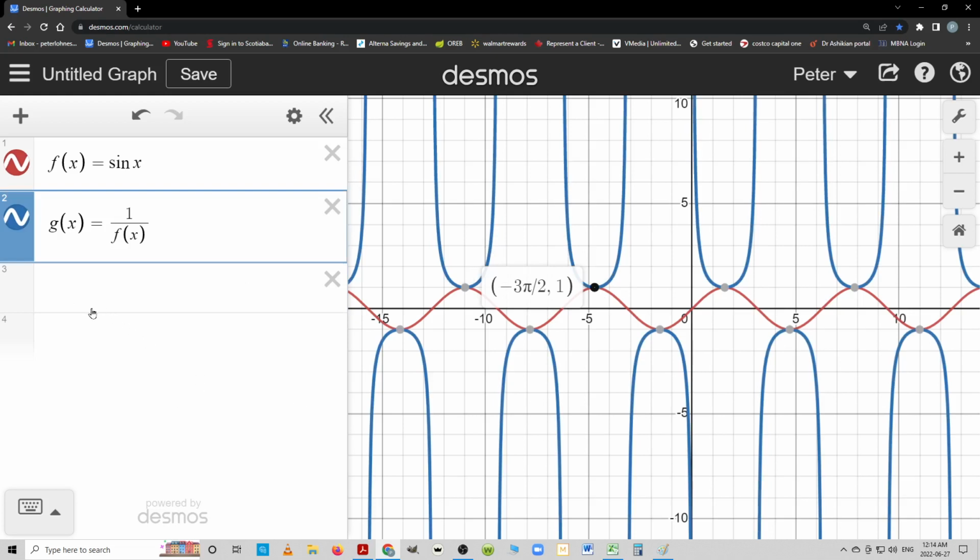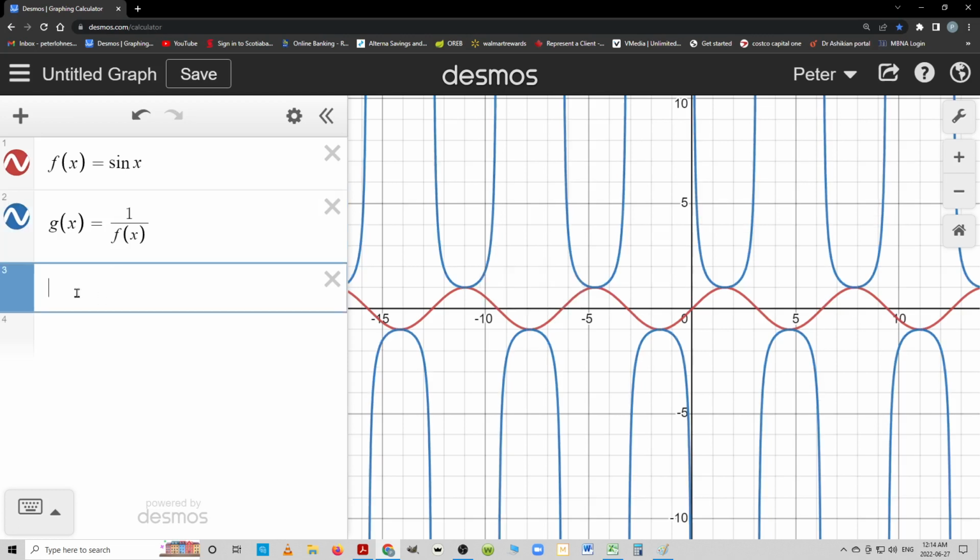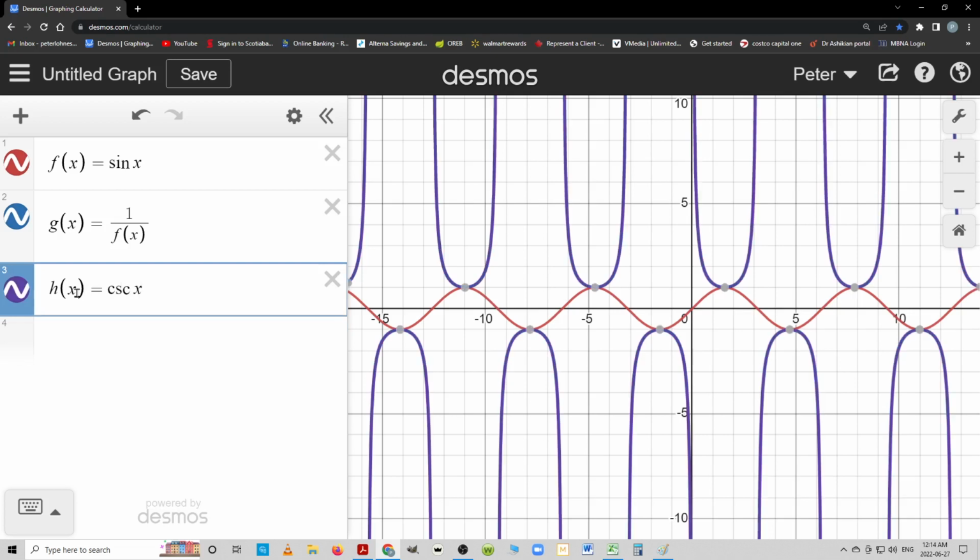It should be the exact secant curve, though, because secant is the same as... Oh, sorry, cosecant. What am I thinking? There we go. Same curve, because cosecant is 1 over sine x.